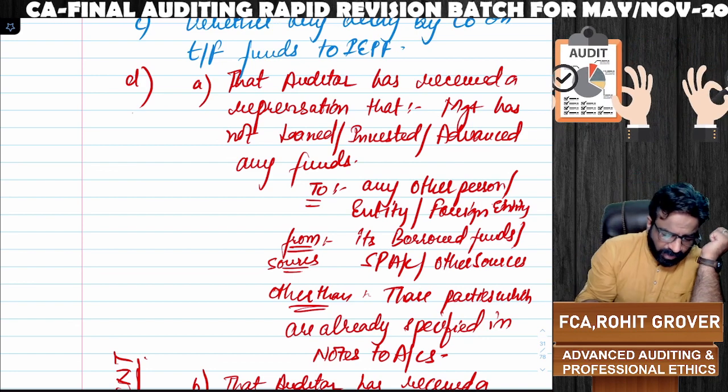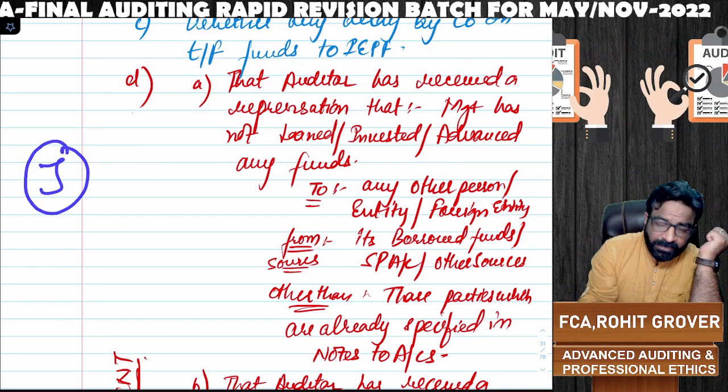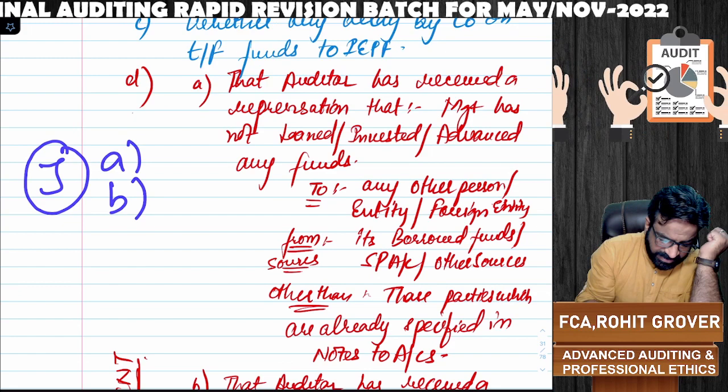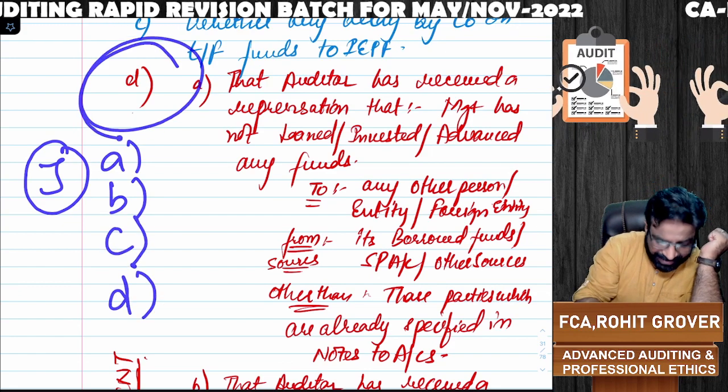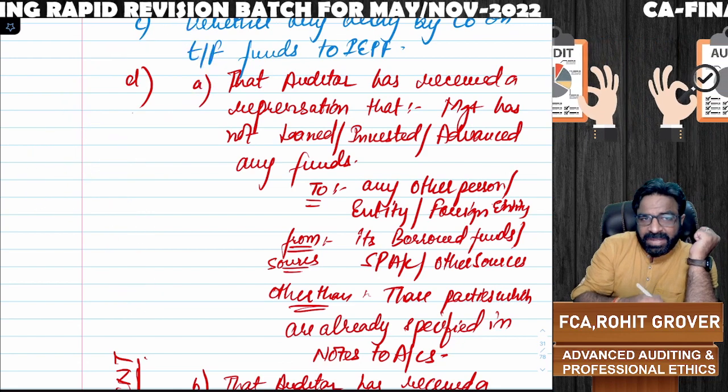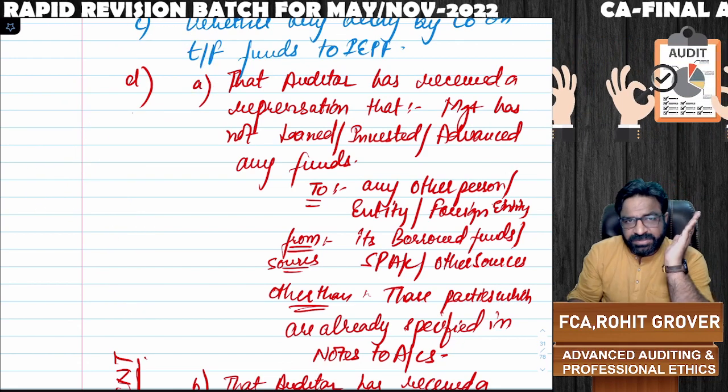In the clause J, points A, B, C were already there. The D point is an amendment. In the D point, there are 3 points. Now listen to this.